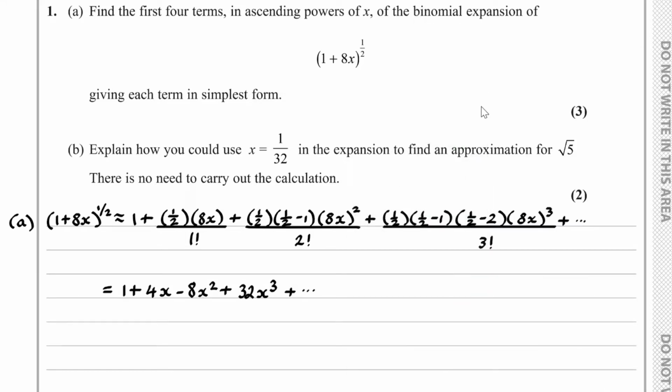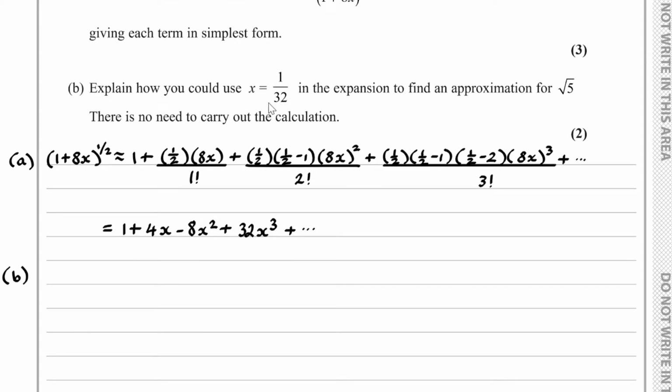And now for part B, explain how you could use x equals 1 over 32 in the expansion to find an approximation for root 5. There is no need to carry out the calculation. For part B, to find out the approximation for root 5, given that x is equal to 1 over 32, we can substitute x equals 1 over 32 into both the left hand side and the right hand side.